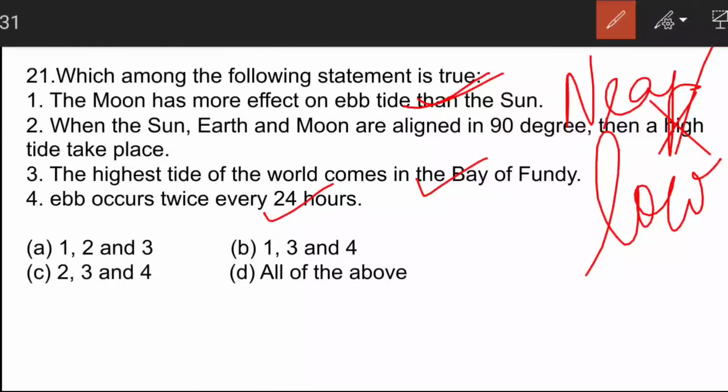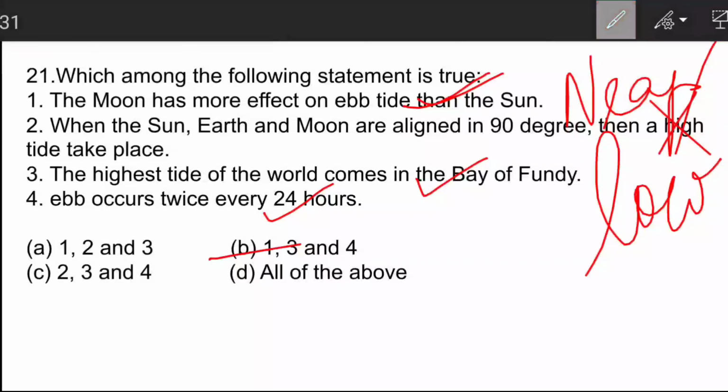Spring tides are known as high tides when the sun, earth and moon are in a straight line, or in a syzygy. Then it is called spring tide or high tide. When the sun, earth and moon are forming 90 degrees, then they bring about neap tide or low tides. So here 1, 3 and 4 will be the correct answer.